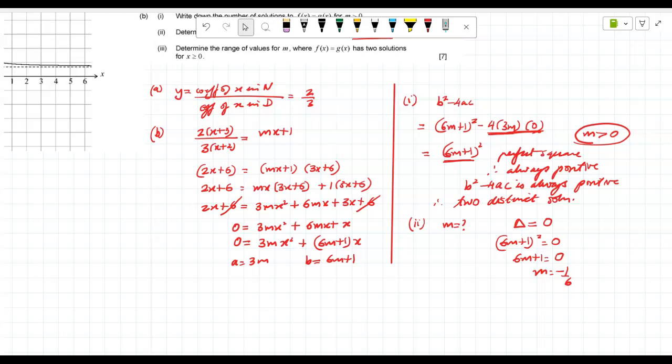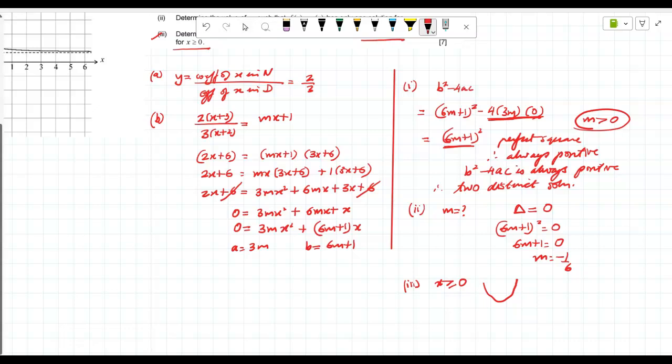Now listen. Determine the ranges, part 3 I'm doing. Determine the ranges of values of m where f(x) is equal to g(x) has two solutions for x greater than or equal to 0. So now I've been given x is greater than or equal to 0. Means my parabola is facing up. Correct?